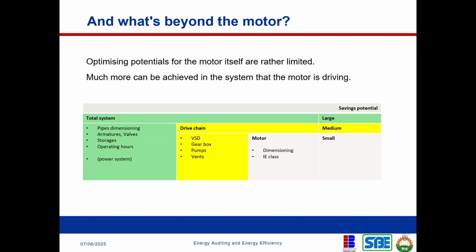So this is essentially what a VSD does for a motor system. When you introduce a VSD in the motor system, you can now vary the speed of that motor. So you can now reduce the speed of the motor to the requirement that you want it to operate at. Another one is the gearbox. And then the next one is pumps. The next one is vents.